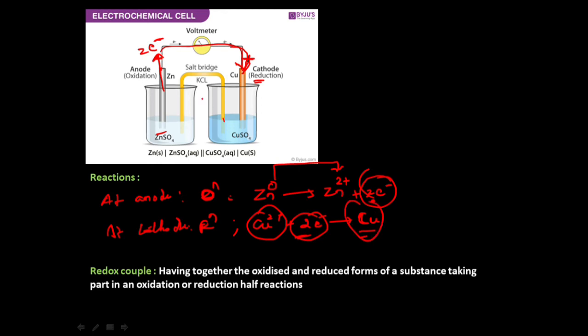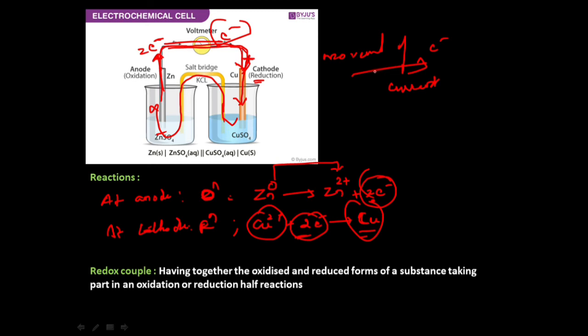So in an overall manner we can say electrons are moving through this circuit, from this zinc rod to the copper rod, and once again they will reach here, so that there is a movement of electrons. And in lower classes you might have studied that movement of electrons is nothing but current. So if electrons move, there will be a production of current, and the amount of current produced can be seen using a voltmeter.